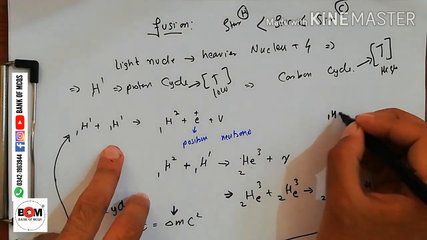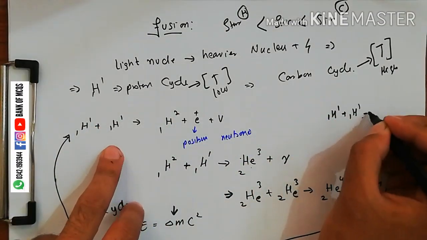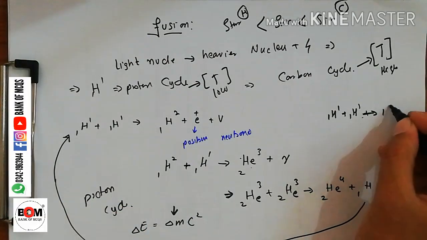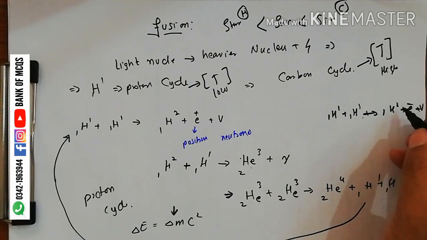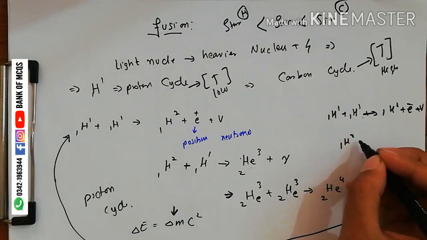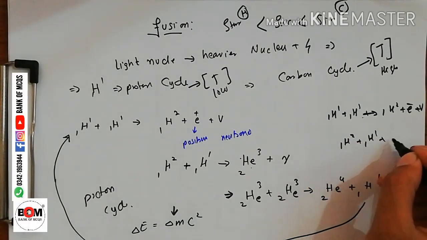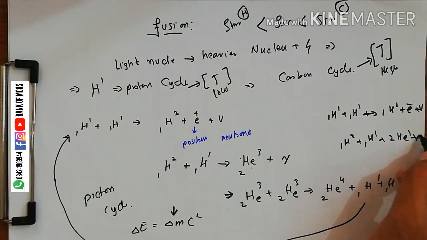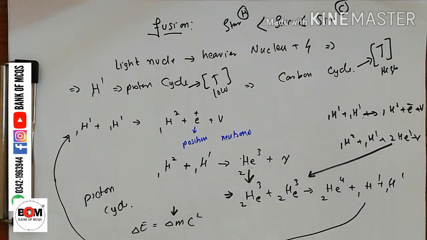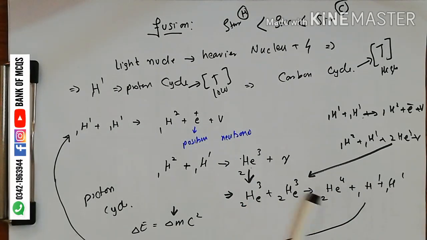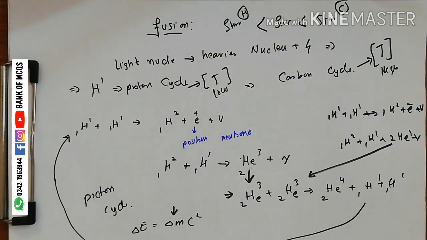So 1H1 proton reacts with 1H1, and we get 1H2 plus positron plus neutrino. Again 1H2 reacts with 1 proton, and we get 2He3 plus gamma particle. So this is 2He3. One is this and one is this, and the reaction continues. So this is the whole chain of the reaction.